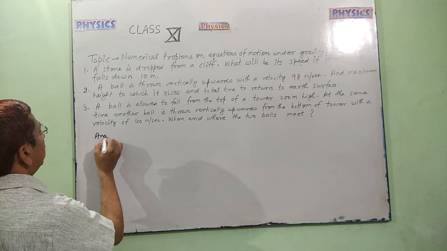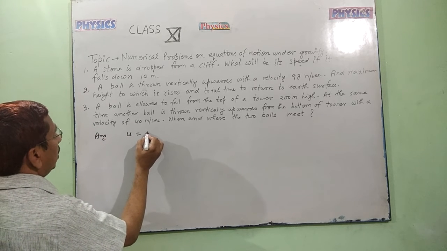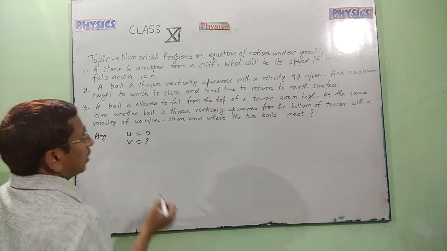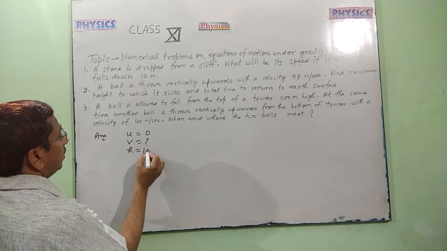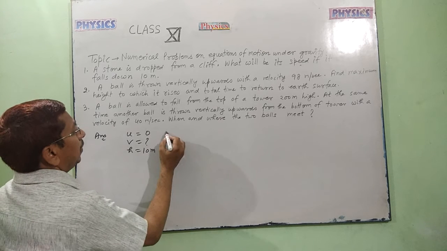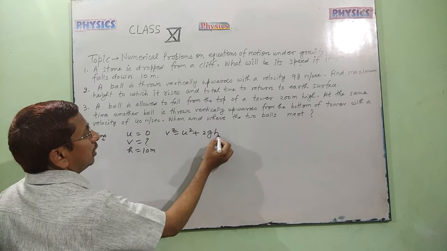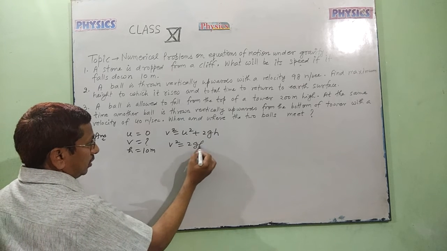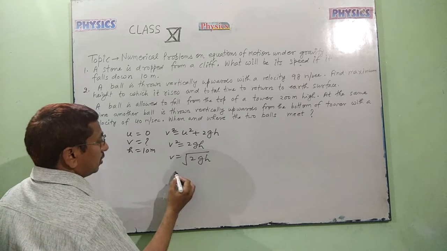Speed. u is equal to 0. V is the question. Falls down means h, how much is h? This is 10 meter. So u, v, h, which equation? V square is equal to u square plus 2gh. u is 0 here. So v square is equal to 2gh and v is equal to under root 2gh.